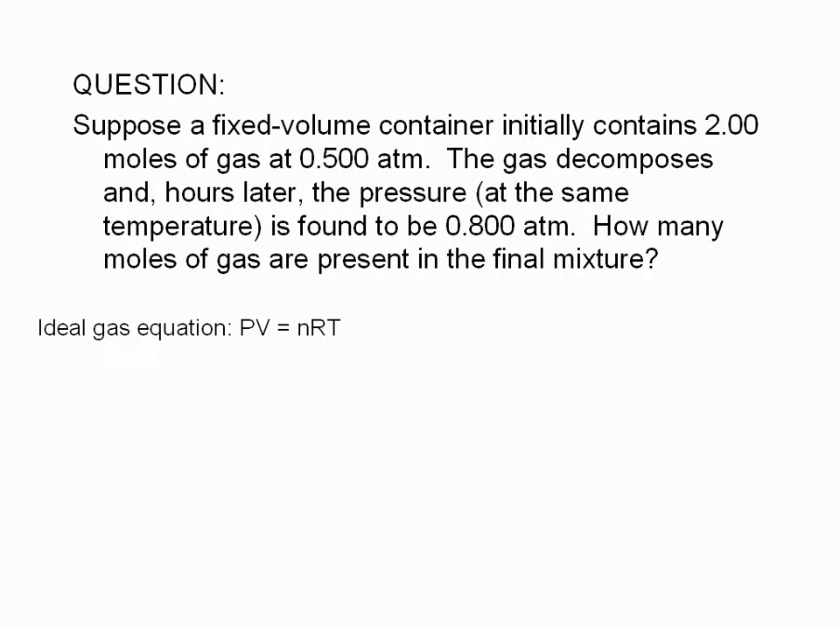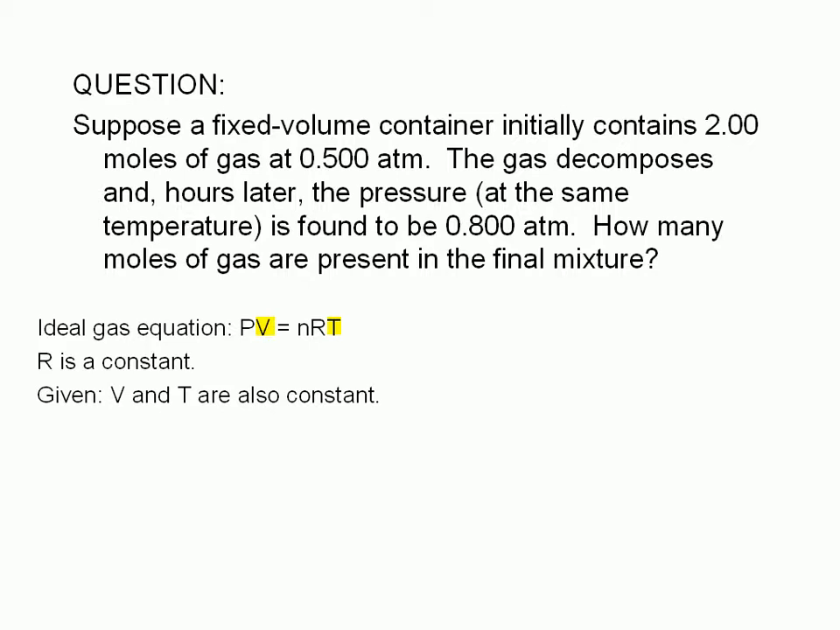Since this problem involves gases, let's see how we can use the ideal gas equation, PV equals nRT, to solve this problem. We know that in this equation, R is a constant. The problem tells us that a reaction occurred in a fixed volume container and that the final mixture is at the same temperature as the original gas sample. Therefore, for this particular problem, the volume and the temperature are also constant.